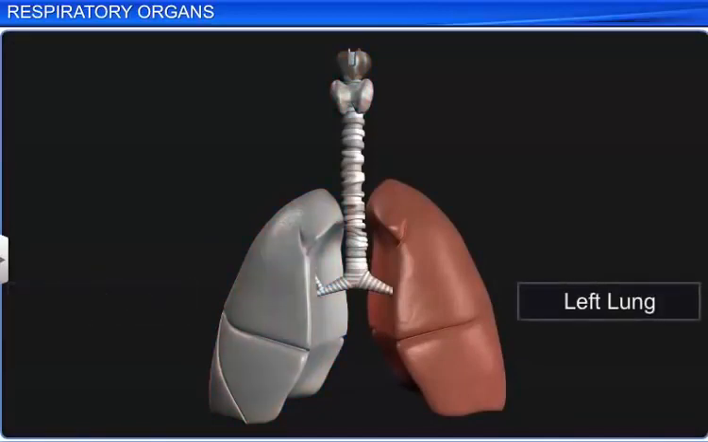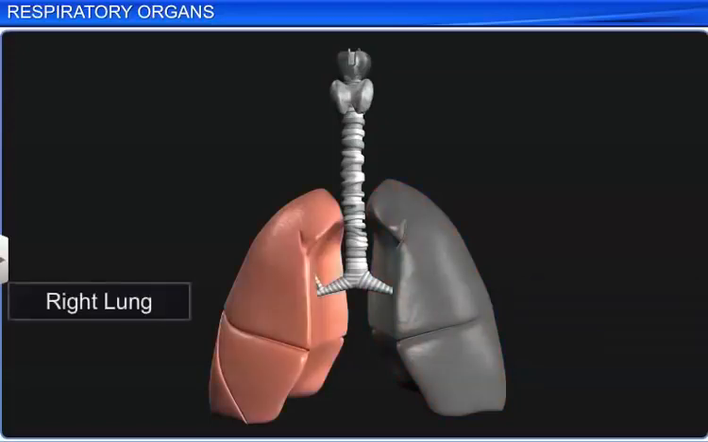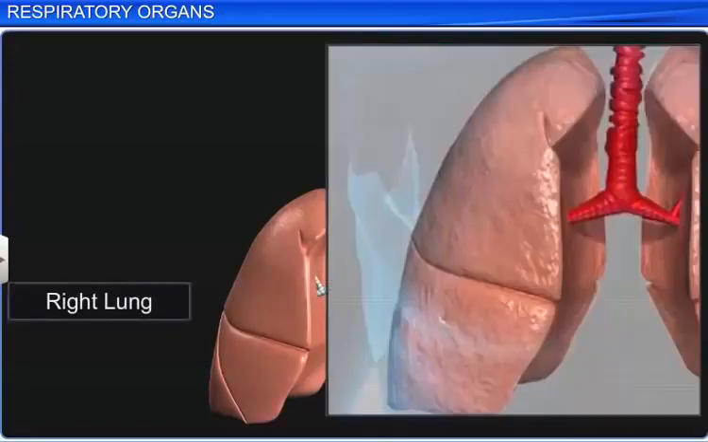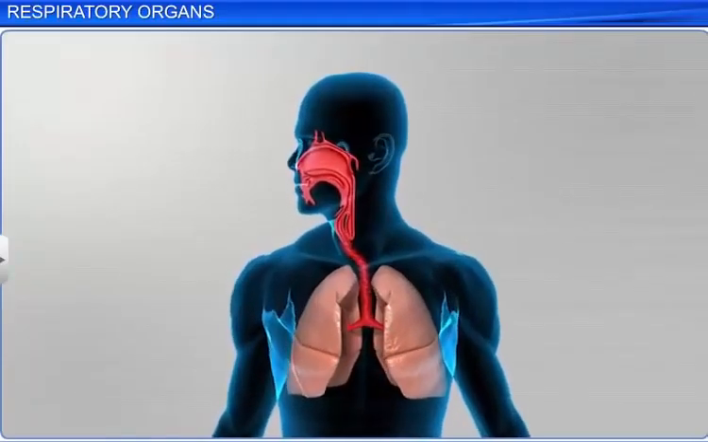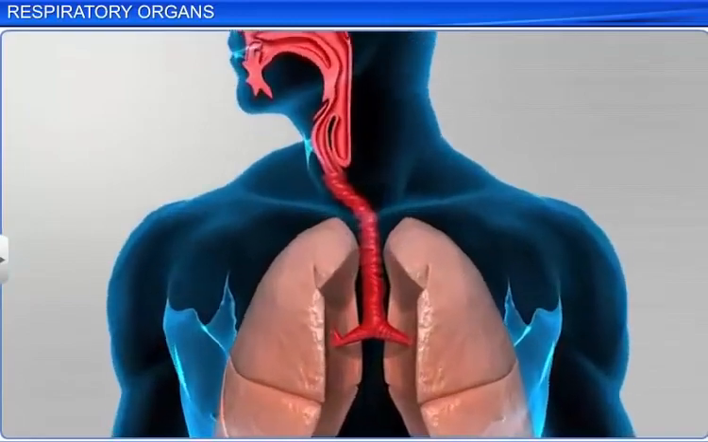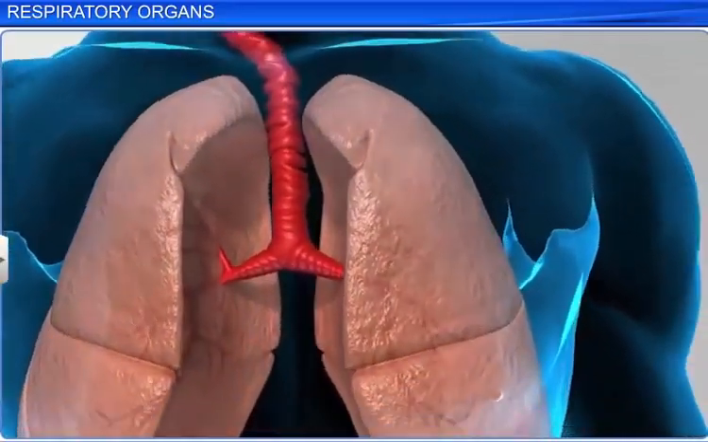The left lung has two lobes and is slightly smaller because of the location of the heart near it. The right lung is bigger with three lobes. The lobes are spongy and elastic organs with broad bottoms and tapering tops.